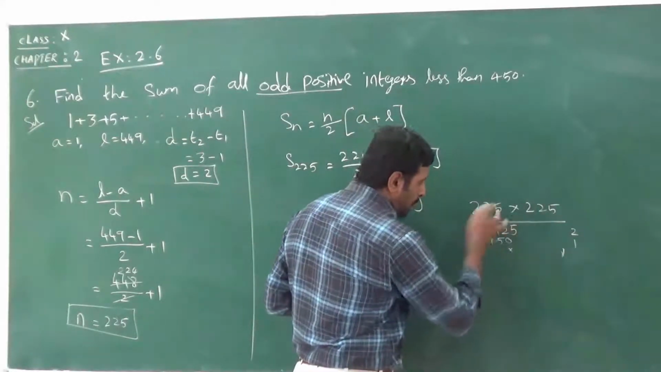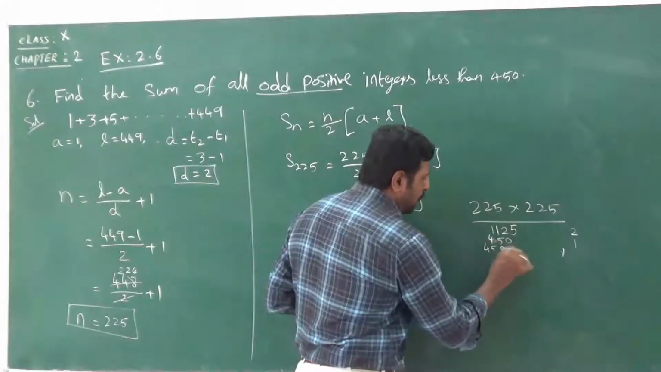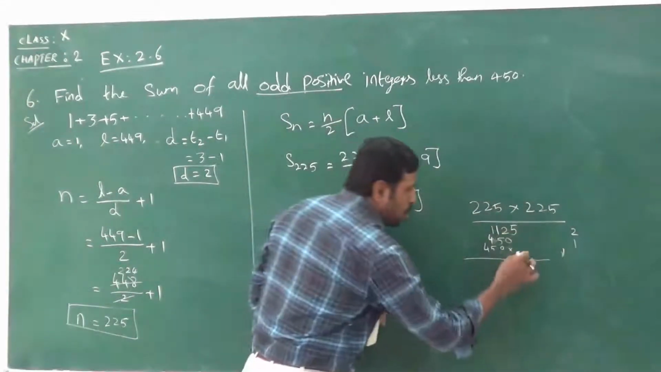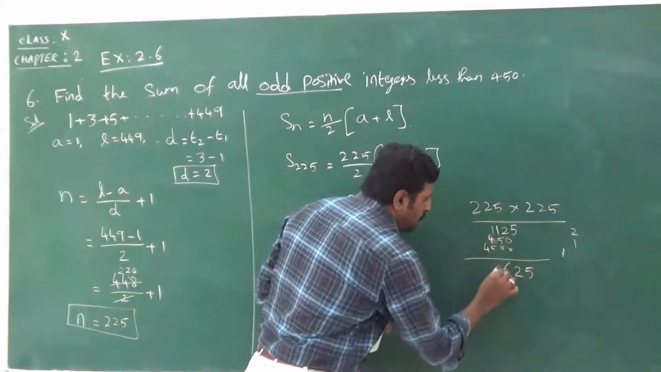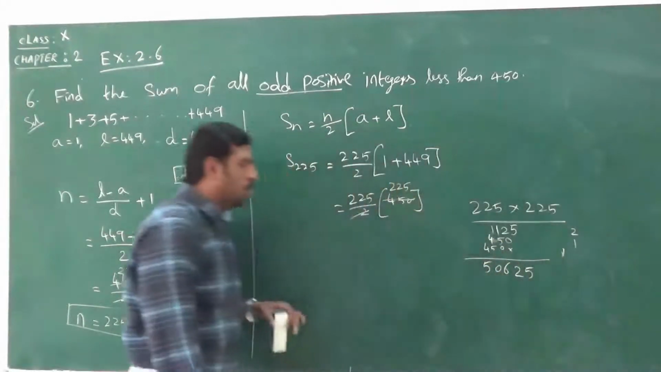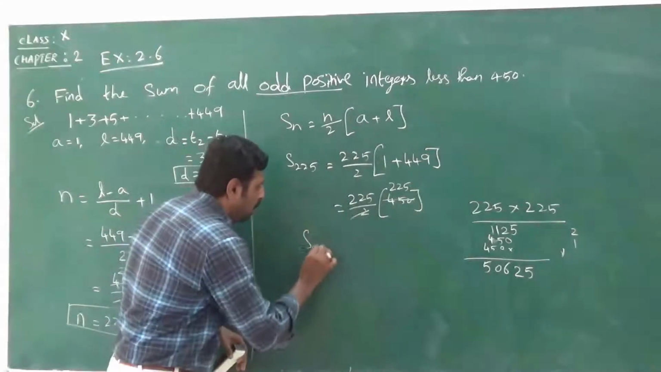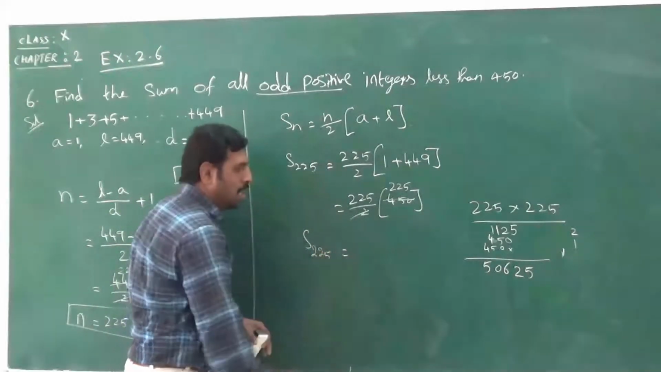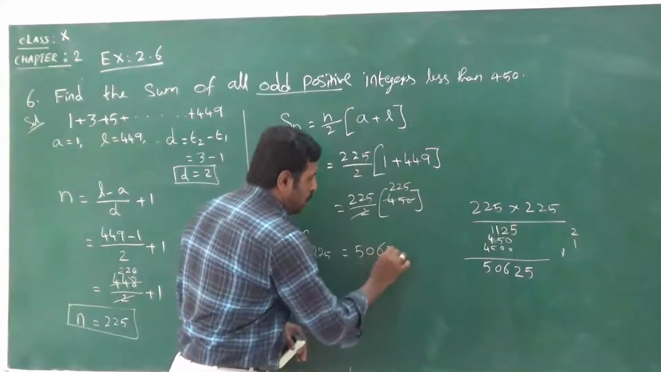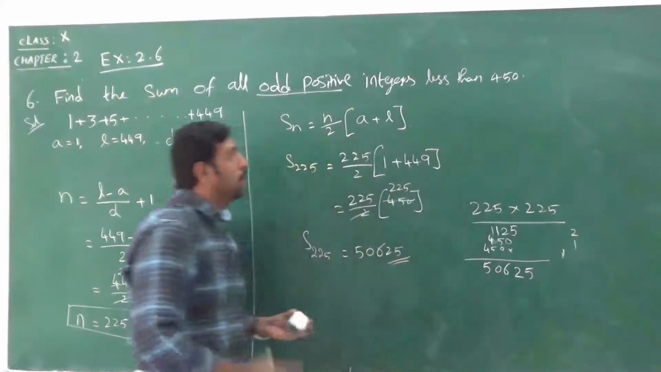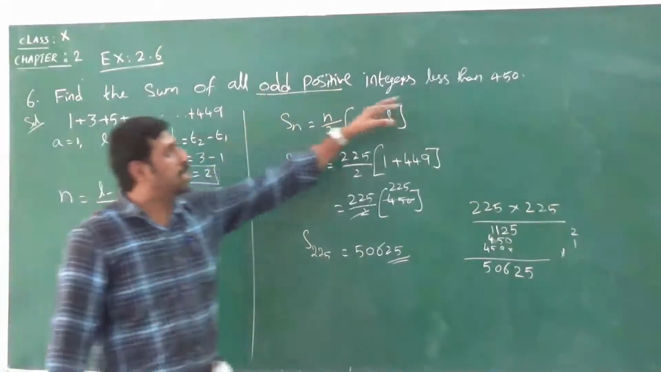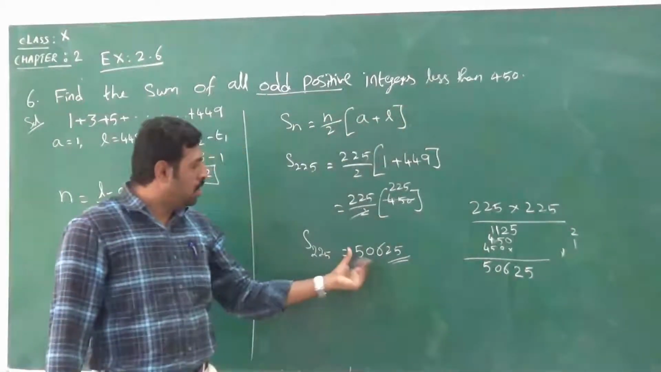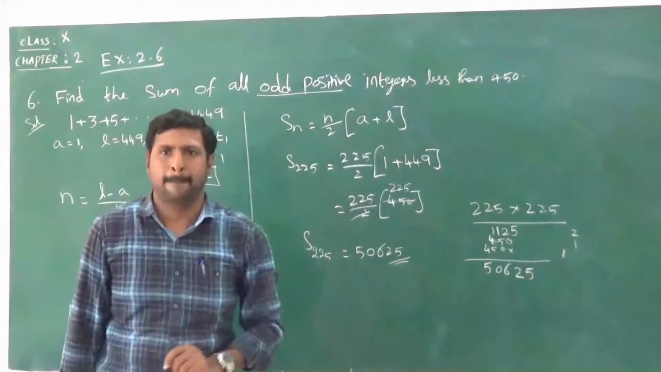The next term, also multiplied by 2, gives 450. Now the sum of these terms is 50625. So the sum of 225 odd numbers is 50625. The sum of the odd positive integers less than 450 is 50625.